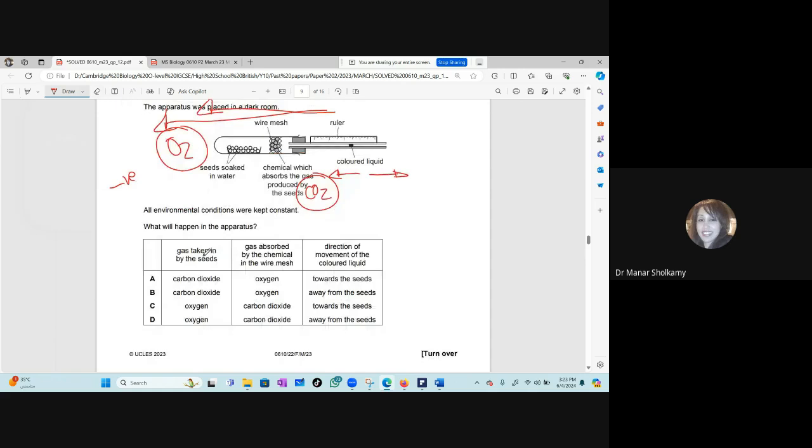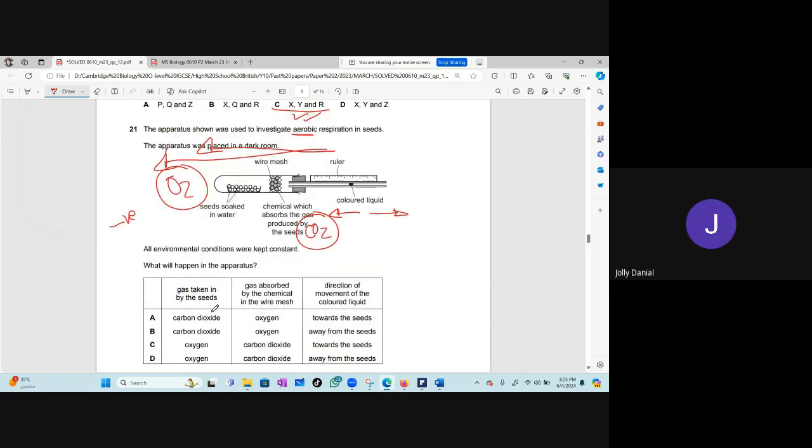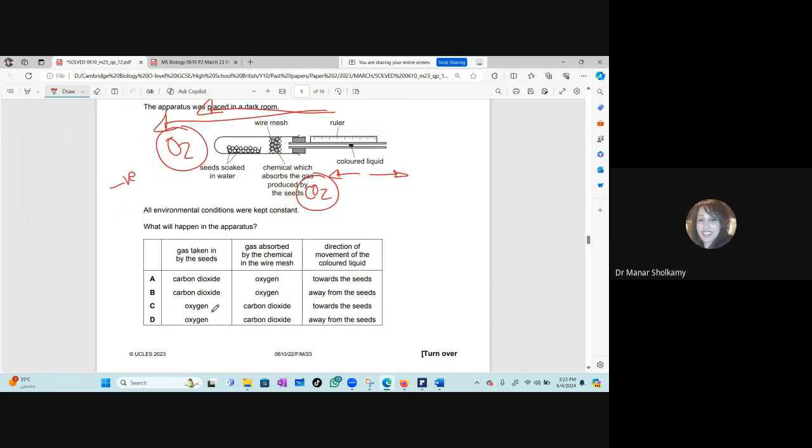Now, what will happen in the apparatus? What is the gas taken in by the seeds? You have two options, carbon dioxide or oxygen. The seeds are absorbing, we just said it, oxygen. So it's not A and it's not B. The answer is either C or D. Gas absorbed by the chemical, carbon dioxide. They're both giving you carbon dioxide anyway. Direction of movement of the colored liquid is towards the seeds. So the answer is C. Okay.